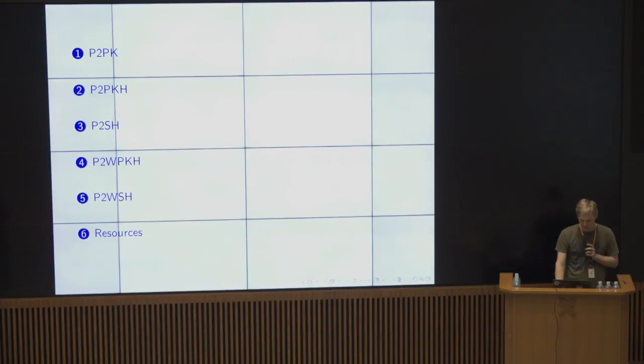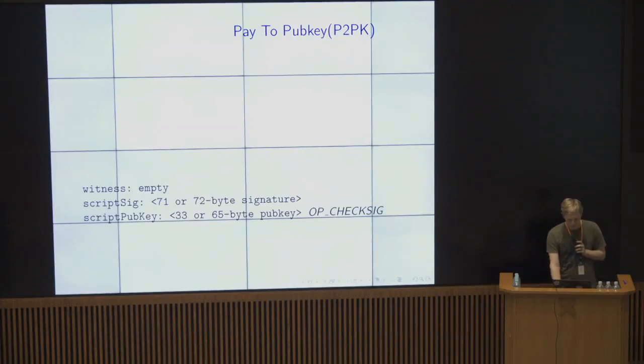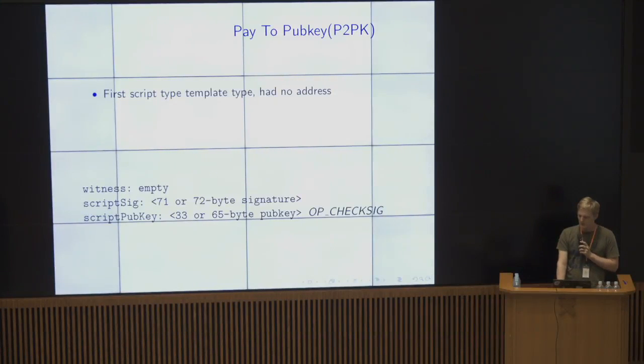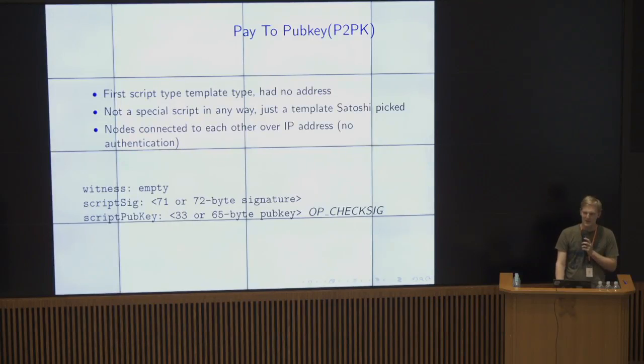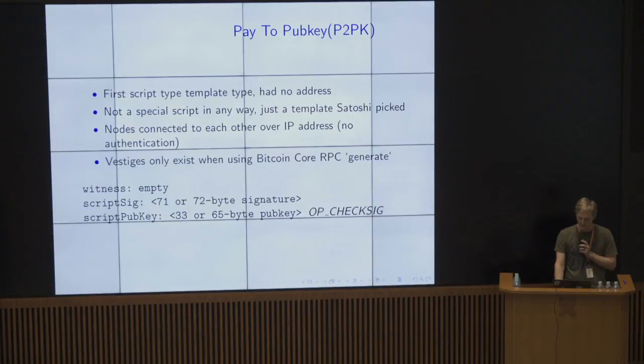Pay to pub key. It was actually the first script template type. It had no address format at all. Does not exist. And it's not a special script. Like it's not evaluated in a special way. It's just a template, the obvious template Satoshi picked. Nodes would connect to each other over IP address with no authentication, and you get this script directly from the payee, and then you'd pay to that person, obviously and secure.